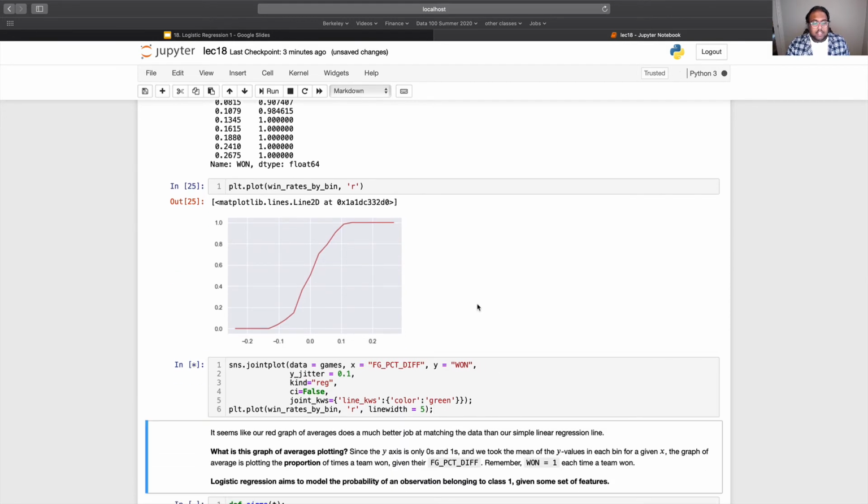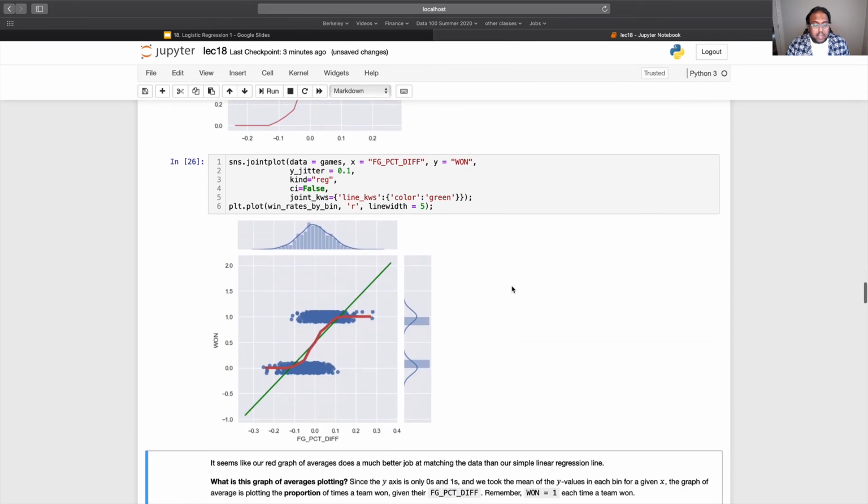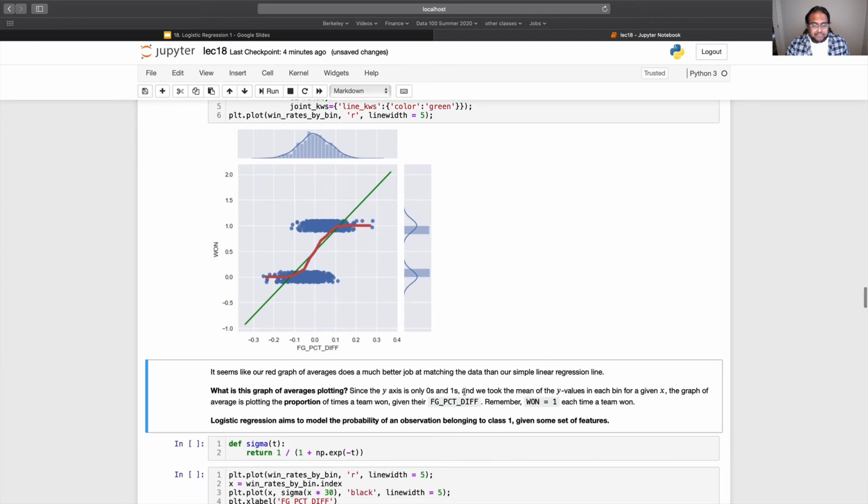Before we do that, let's overlay this red graph of averages on our linear regression line. And you can see that this red graph of averages does a much better job of modeling our data than this green line does. It doesn't have those problems of being outside of the range 0 to 1. It's restricted to be between 0 and 1 because it's a proportion, right? The way we created it, by definition, it can't be outside of the range 0 to 1. And so what we now want to do is talk a little bit more about what this graph of averages exactly is.